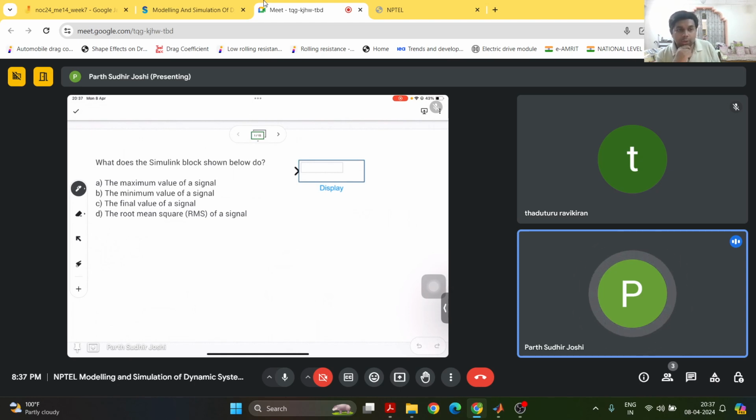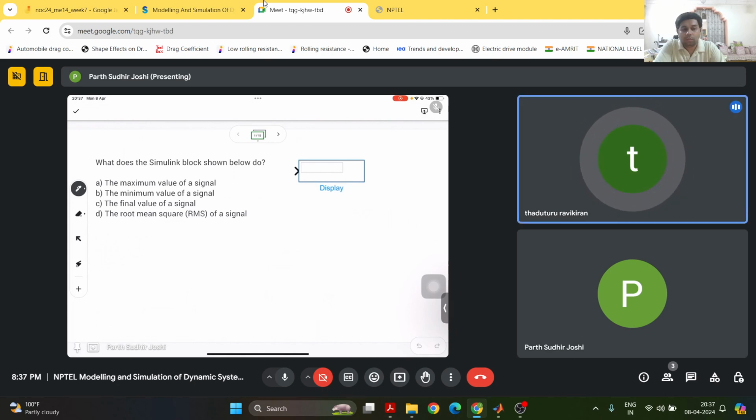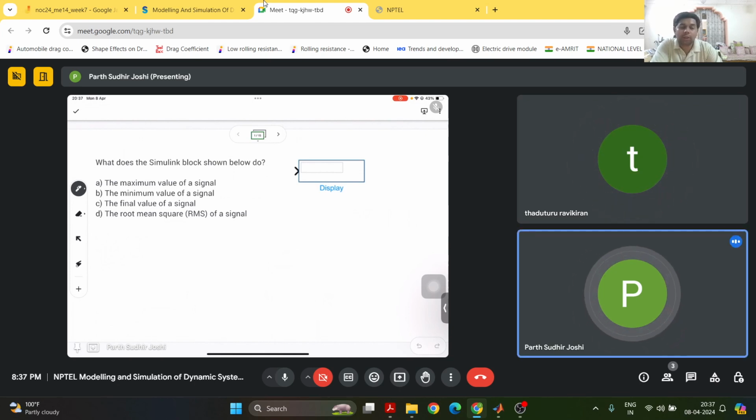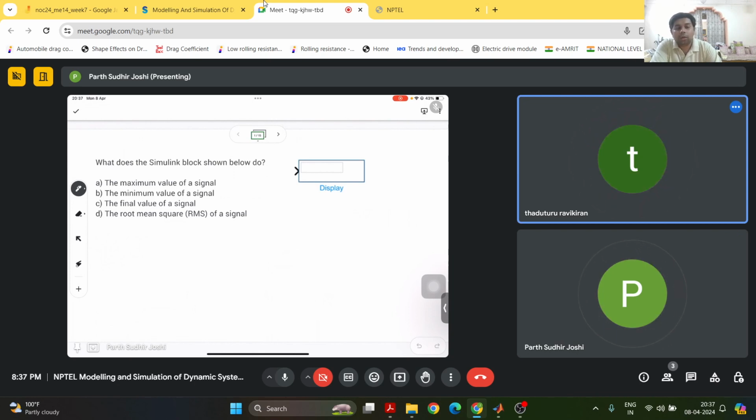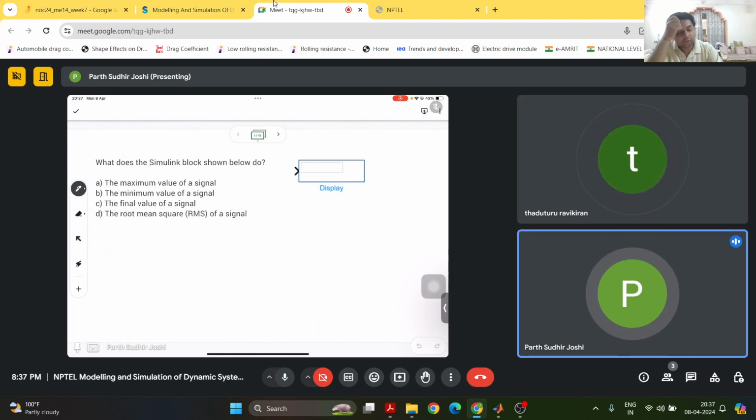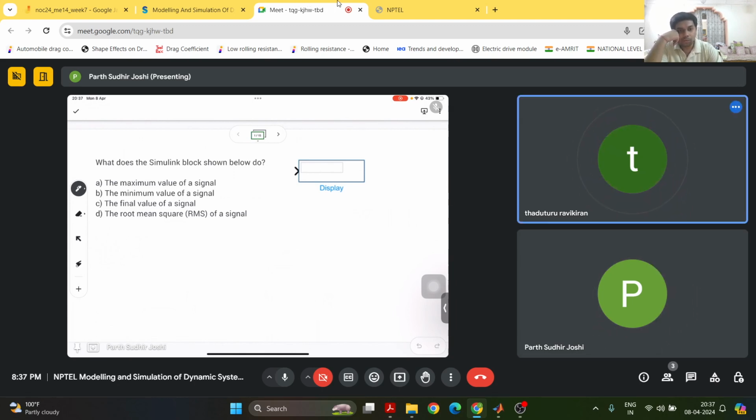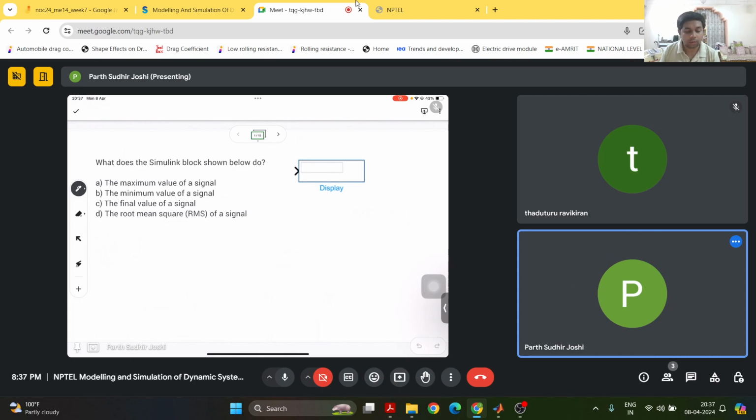In this first question, it shows the picture of a Simulink block. What do you think this Simulink block does? The final value of a signal it will show. Yes, it displays the value of the signal. I think at any instant of time it displays the maximum value of the current signal. Okay. So the correct answer is A.